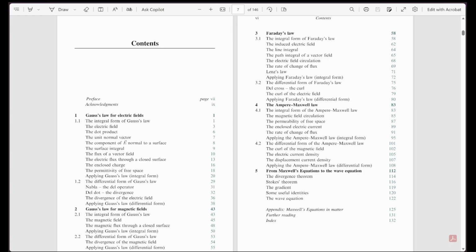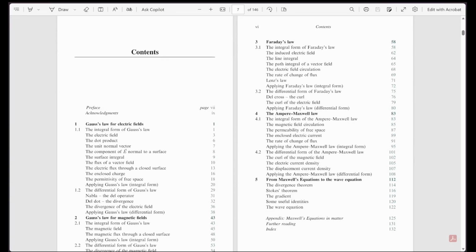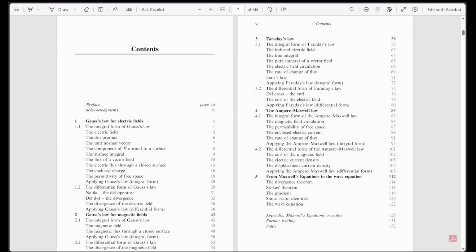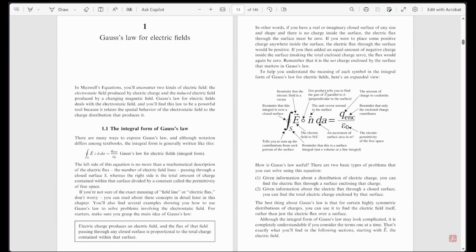It starts with Gauss's law for electric fields, and then magnetic fields, Faraday's law, and then the Ampere-Maxwell law. And then it will give us a quick look from Maxwell's equations to the wave equation. So it will be a really great guide if you are in engineering or physics. You will study electromagnetic waves, for example. Let's start with the first chapter.